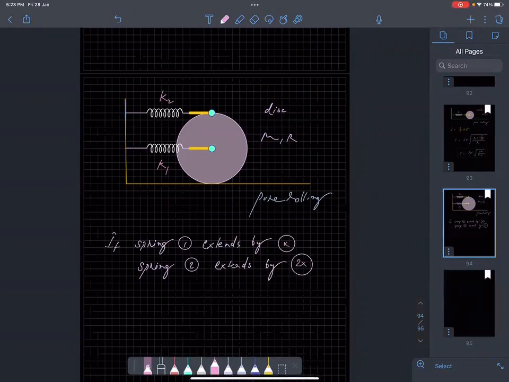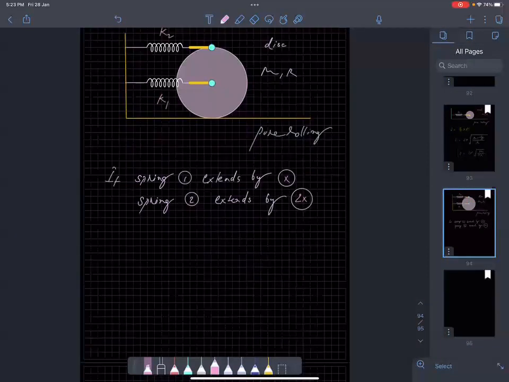Now tell me, what is the velocity of this disk related to? Is it the derivative of X or 2X? If I ask what is the velocity of the center of this disk, is it the derivative of X or of 2X? It is the derivative of X, because the center is moving by X. If the center is moving by X, the velocity will be dx by dt. Clear? Okay, fine, no problem.